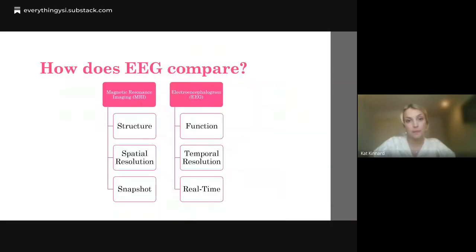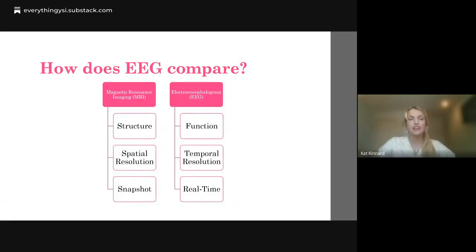So I just wanted to compare EEG to magnetic resonance imaging, which many people are familiar with. These two tests answer completely different questions. So an MRI shows you the anatomy of the brain. It has great spatial resolution. It gives you a detailed image of different structures. That's where you can see whether there's bleeding, any tumors or structural abnormalities. And the EEG shows how the brain is functioning in real time.